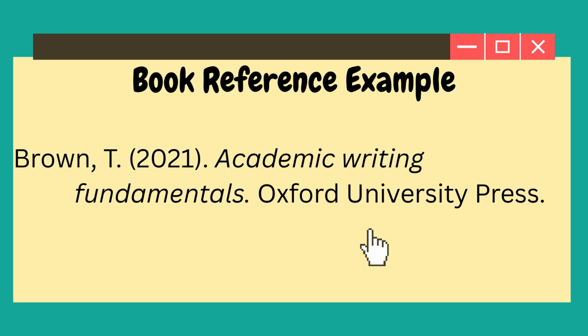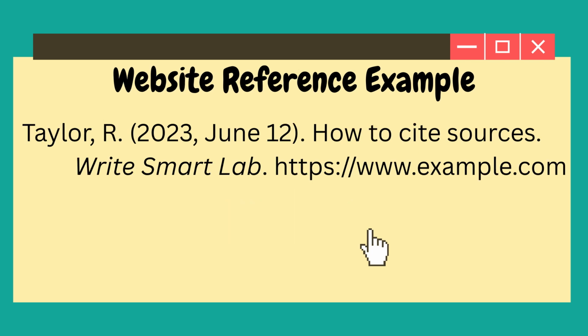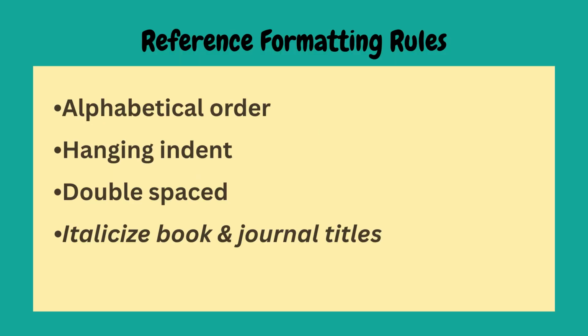Let's look at a book reference example. Brown, T. (2021). Academic Writing Fundamentals. Oxford University Press. Now let's look at a journal article example. Smith, A. (2020). Effective Thesis Strategies. Journal of Academic Writing, 15(2), 34-50. If a DOI is available, include it at the end of the reference. Now let's look at a website reference example. Taylor, R. (2023, June 12). How to cite sources. Write Smart Lab. Website address. There are three important formatting rules: alphabetical order, hanging indent, and double spacing.